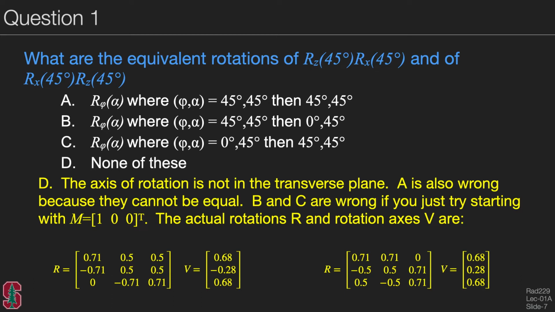If you just try starting with equilibrium magnetization, you can easily see this. The actual rotations and rotation axes are given below. These are calculated relatively easily for the rotation matrix. The rotation axes are calculated using eigenvalue eigenvector decomposition. So this can be done in MATLAB quite easily. Notice that the rotation axes are actually different here, and that's why this is shown.